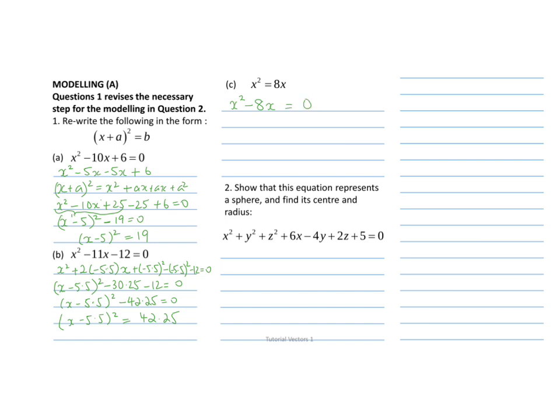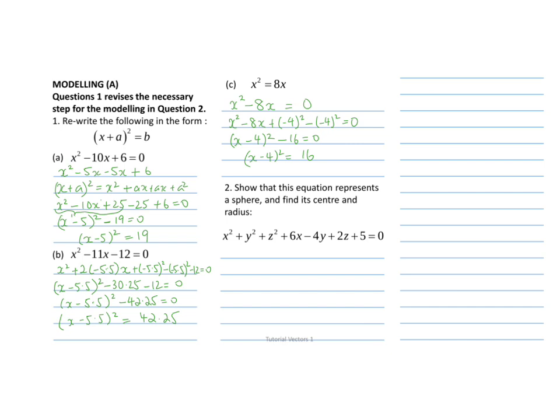And we have x squared minus 8x. So halving minus 8, we get minus 4. So we add minus 4 all squared and minus it, is equal to 0. So we've got (x − 4)² − 16 is equal to 0. So (x − 4)² is equal to 16.